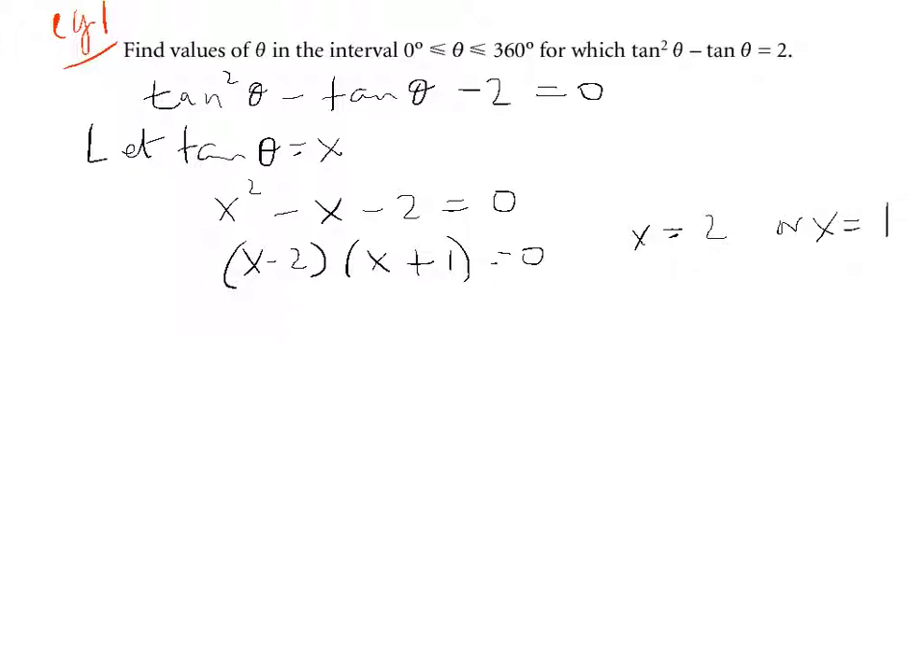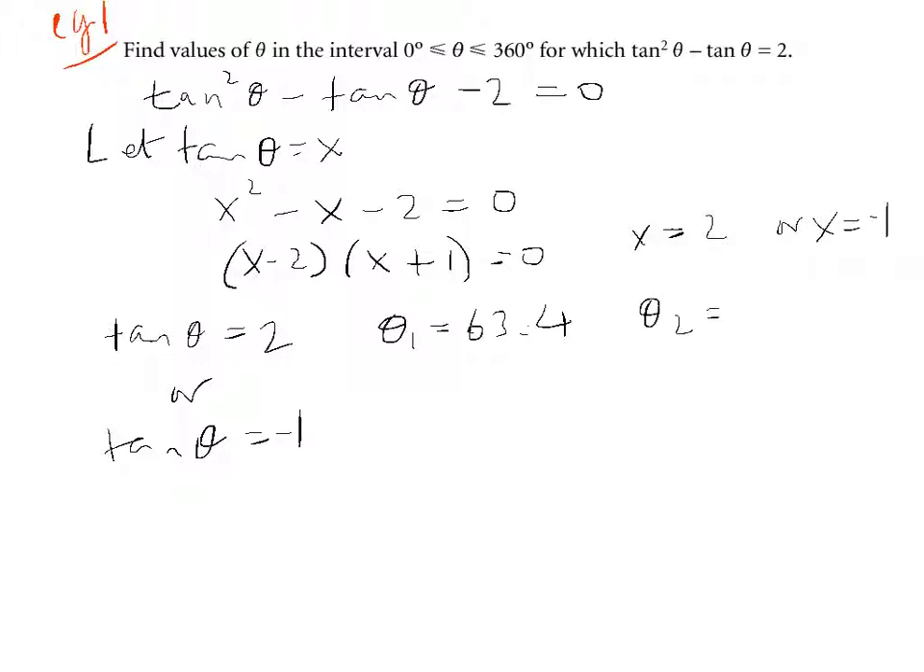If we go back to tan theta, since x equals tan theta, we can say tan theta equals 2 or tan theta equals 1. So that's minus 1. Right, so with tan theta equals 2, if we put that into our calculator, our principal value should give us 63.4. We can then add 180 to it, and we should get 243.4. With tan theta equals minus 1, our theta equals minus 45.